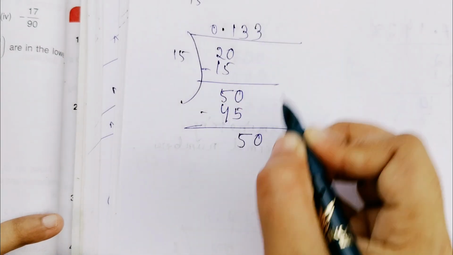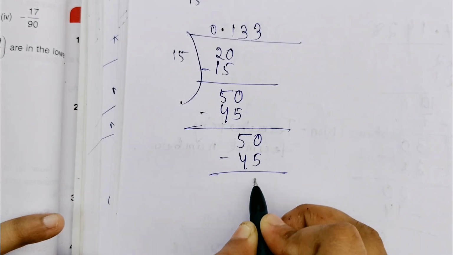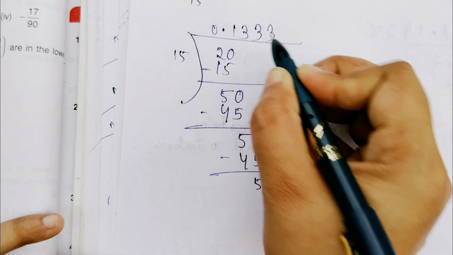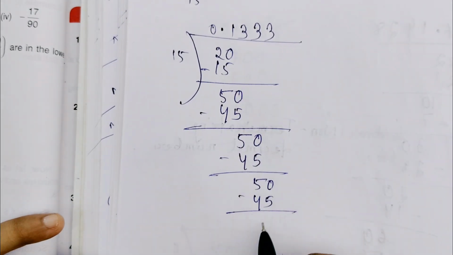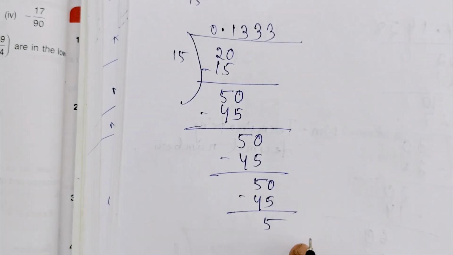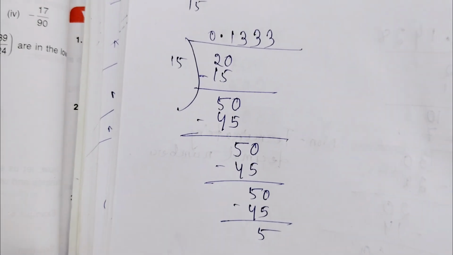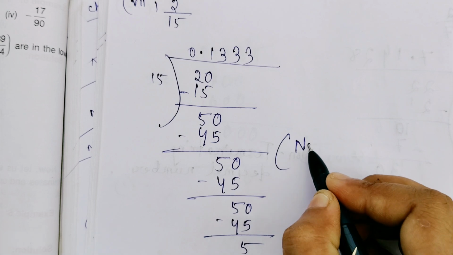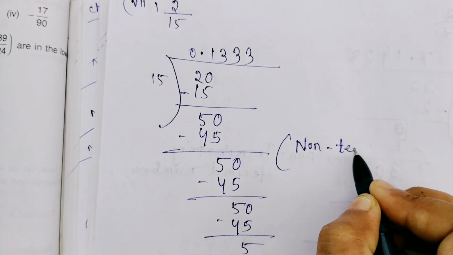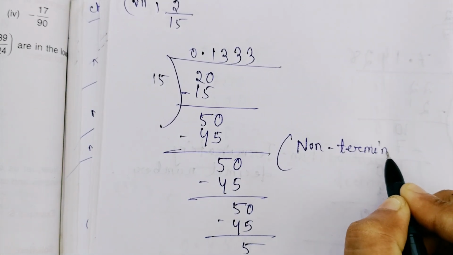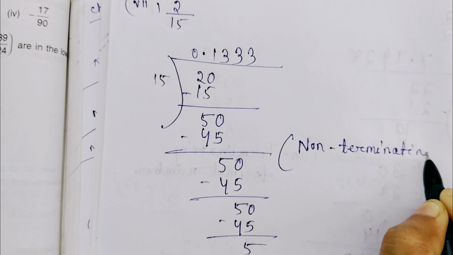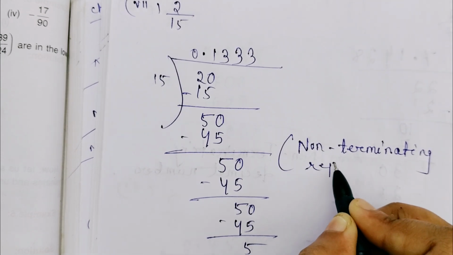Then 15 3s are 45. It's also 5. Then you put 10. 15 3s are 45. Then you also get 5. The remainder is 5. So we write non-terminating repeating decimal.